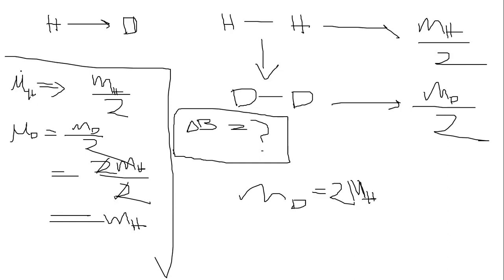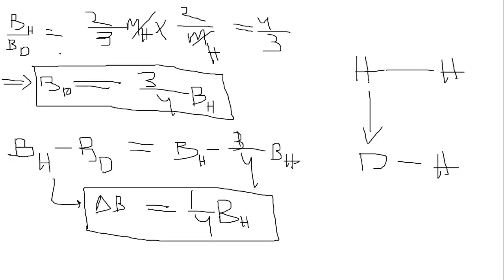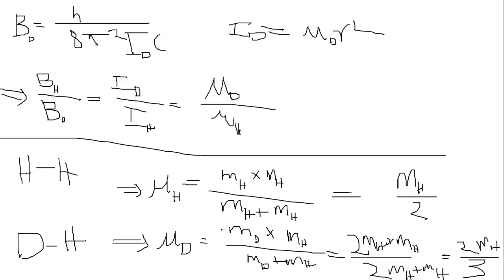So the effective mass of hydrogen molecule when both are hydrogen is MH by 2, but the effective mass of deuterium when both are deuterium is equal to the mass of hydrogen, that is the half of the mass of deuterium, and we know deuterium is twice that of the mass of hydrogen, so it is only the mass of hydrogen. So what will be the change in B then? So BD will be how much? The ratio was BH by BD equal to mu D by mu H.